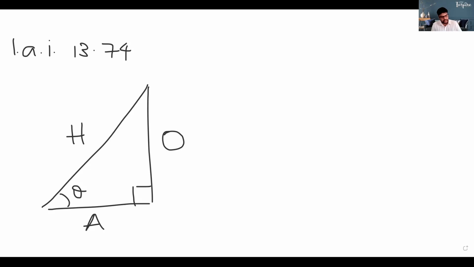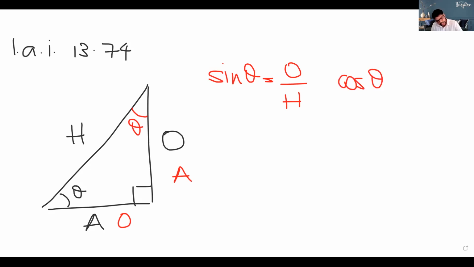So children, for example, if you take this as the angle in focus, then this will be the opposite and this will be the adjacent. But the hypotenuse stays the same, right? And there are 3 trigonometric ratios. I'll write the 3 first. We have sine theta, which is opposite over hypotenuse. Then we have cos theta, which is adjacent over hypotenuse, right? And we have tan theta, which is opposite over adjacent.